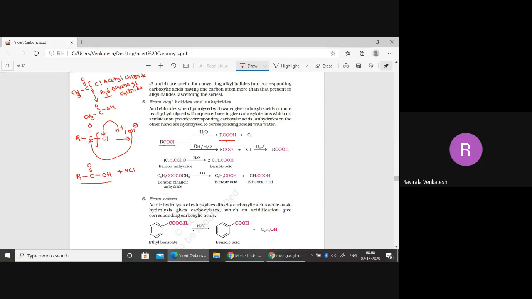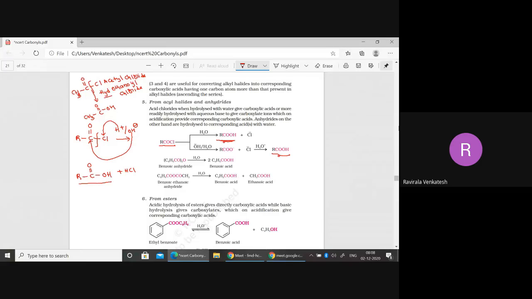Similarly, when you do basic hydrolysis also, in acidic hydrolysis what happened? First we add H plus, and in basic we add OH minus. But in both cases, what happened? The product is the same only. Here it is the same product, isn't it?